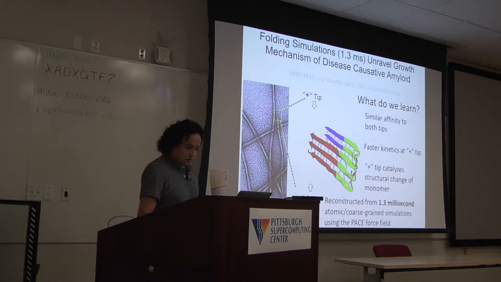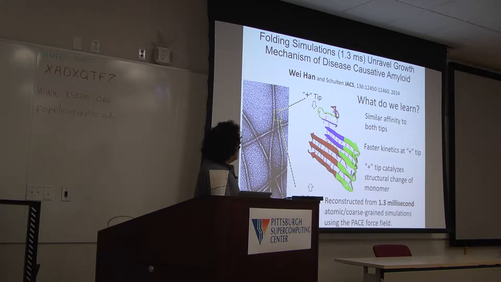So you can see it comes in unfolded, and this was 1.3 milliseconds of sampling. What we can see is how the fibril is growing. You have these two ends, the minus tip and the plus tip, and it has a preference to grow from the plus tip. And you can see how it organizes and makes this nice stacking of fibrils. This is a very interesting picture of how this fibril grows. So this is not protein folding. This goes a little bit beyond that. You can actually look at how this process grows.